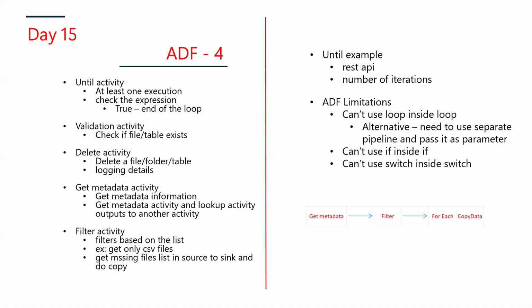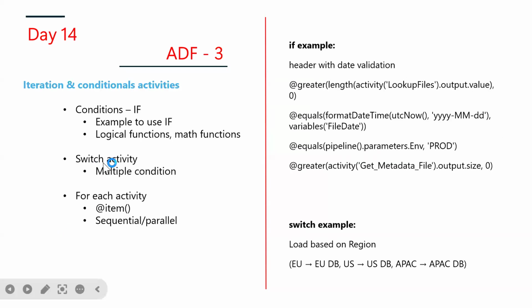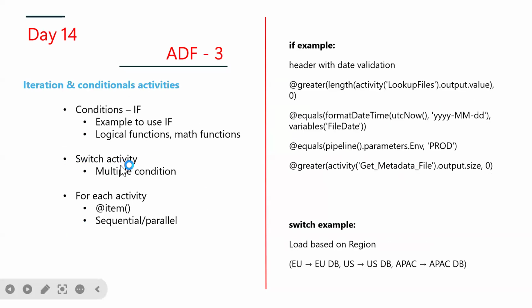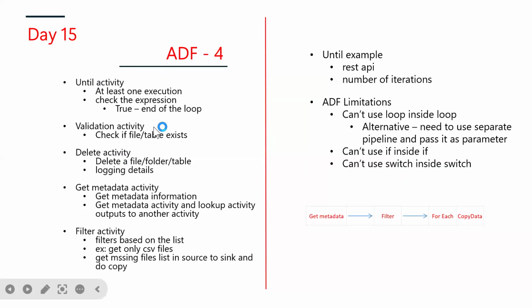Out of those, get metadata activity is very useful. Activities like validation activity, until activity, and switch activity, we will not be using actually. Just for the sake of discussion we discuss switch activity, until activity, and validation activity, but we'll not use those much. Get metadata activity, basically, will get metadata information.